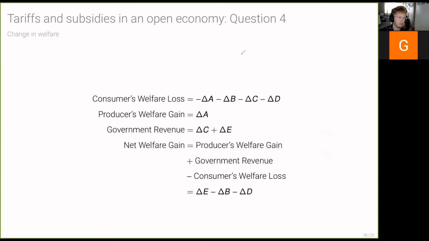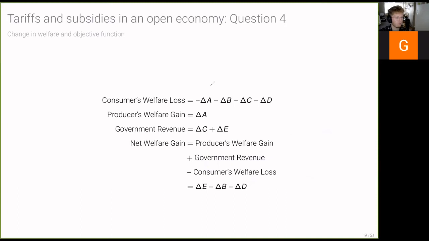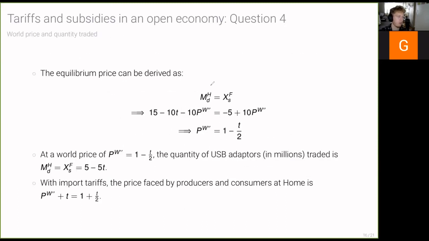Okay, and so what else do we need to calculate? Well, we need to calculate the difference between the new world price and what the world price was initially. So that's going to be 1 minus t over 2 minus 1, and so that's going to be t over 2.